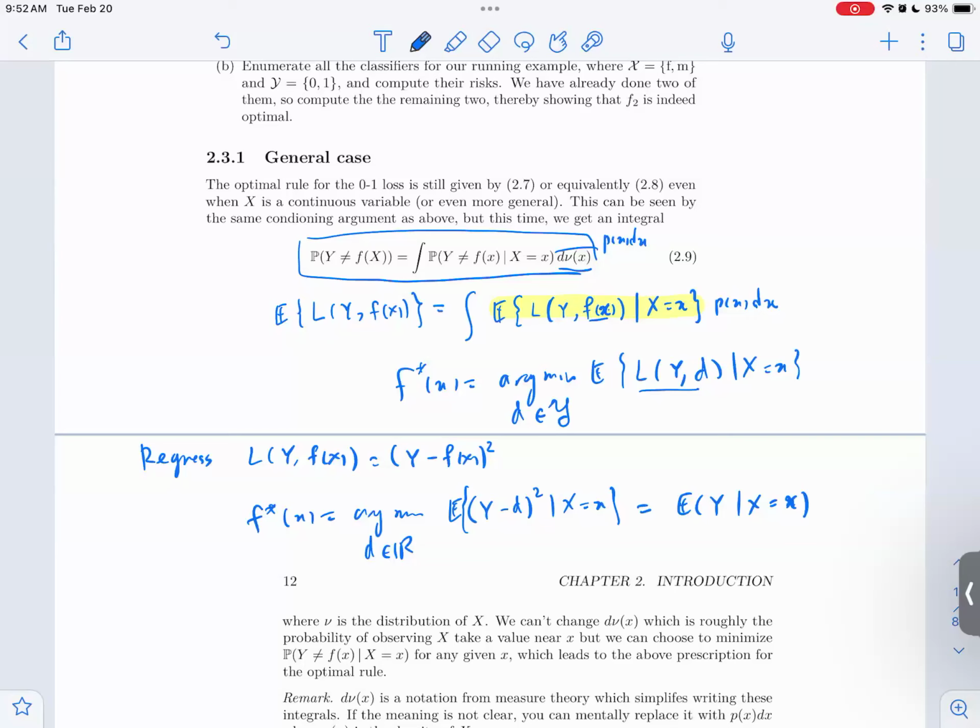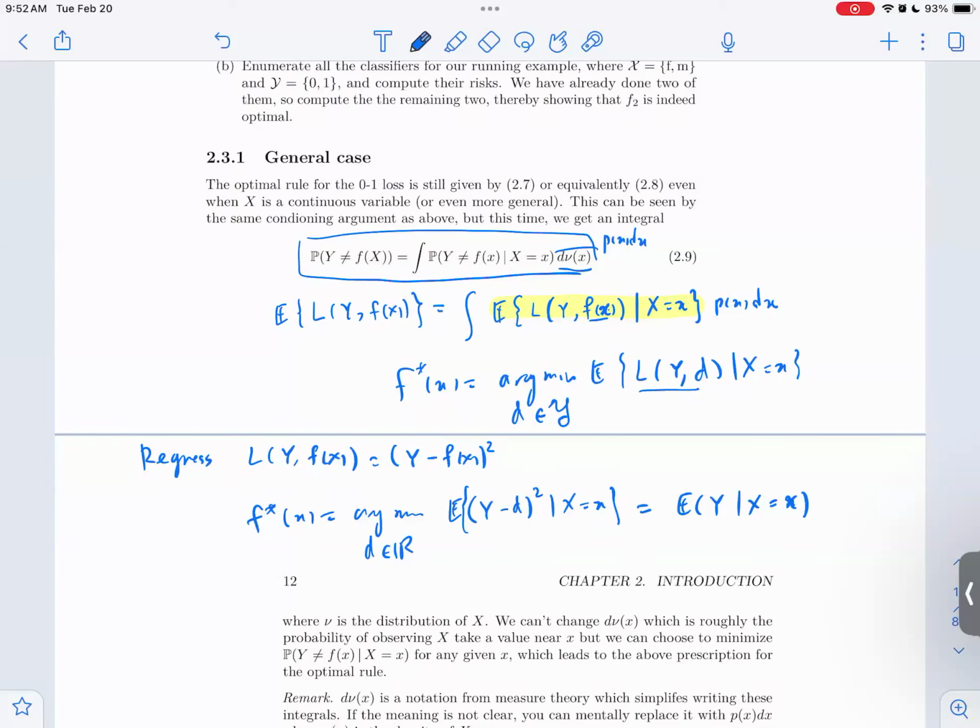Okay, so that's everything that you need to know at the population level. If you knew the distribution, these are the optimal things to do. The problem is you don't know this joint distribution. So we assume that we have training data with i.i.d. examples, and then we try to estimate. Most of our time we spend estimating this conditional expectation.